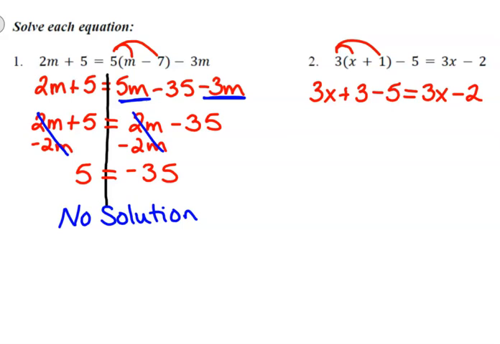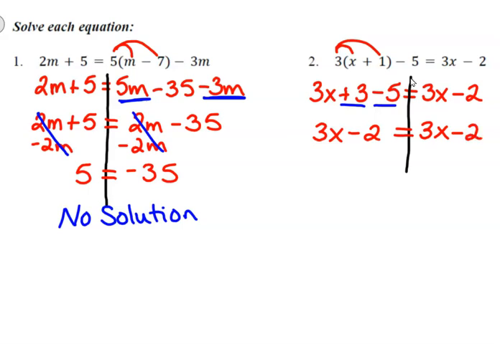So again, think about where your equal sign is. Do you have any like terms that are on the same side? And it looks like I have some right here. So let's do that first. I still have 3x. I have 3 minus 5. That's going to be negative 2. And then on the other side, I still have 3x minus 2.